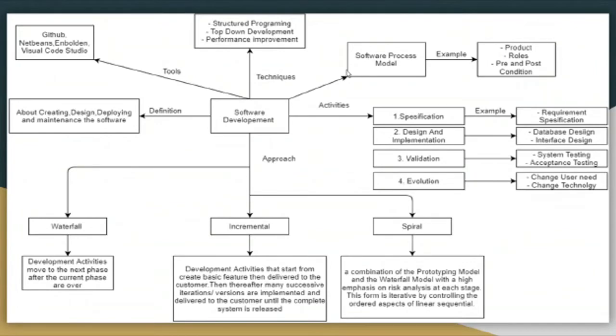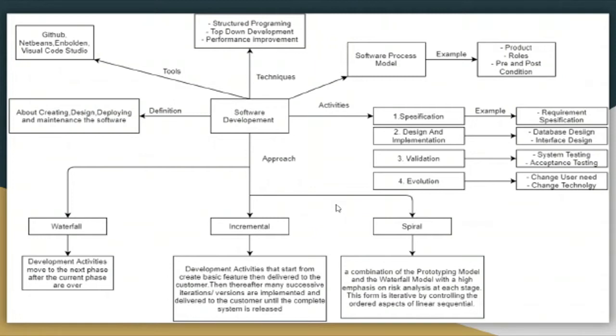I am here to explain about the software development definition and also the software development approaches. Software development definition is about creating, designing, deploying and maintaining the software. It also analyzes users' needs and then designs, tests and develops software to meet those needs. It emphasizes software updates for customers' existing programs and also systems. Software development approaches are divided into three: waterfall approaches, incremental approaches, and spiral approaches.